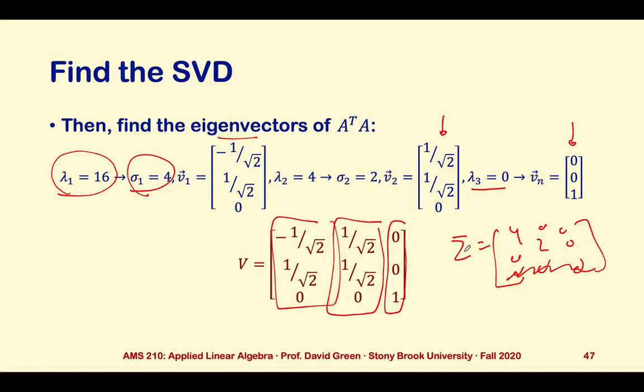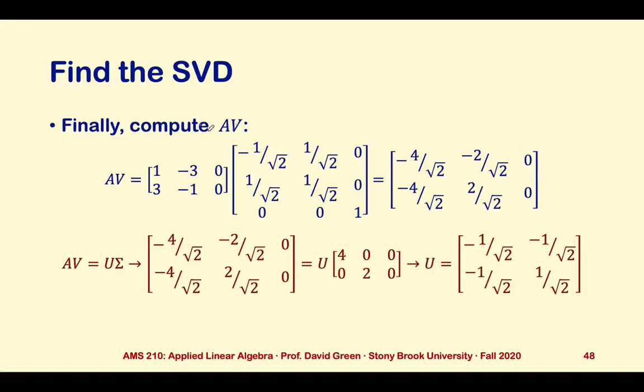All right, so now we have sigma, we have V. Remember, we're aiming for A equals U sigma V transpose. The next thing we're going to be trying to find is U. How can we find that? Well, we can rearrange A equals U sigma V transpose to be A V equals U sigma. We already have V, so we can compute this AV. We have sigma, which is diagonal. This will give us an easy way to find U.